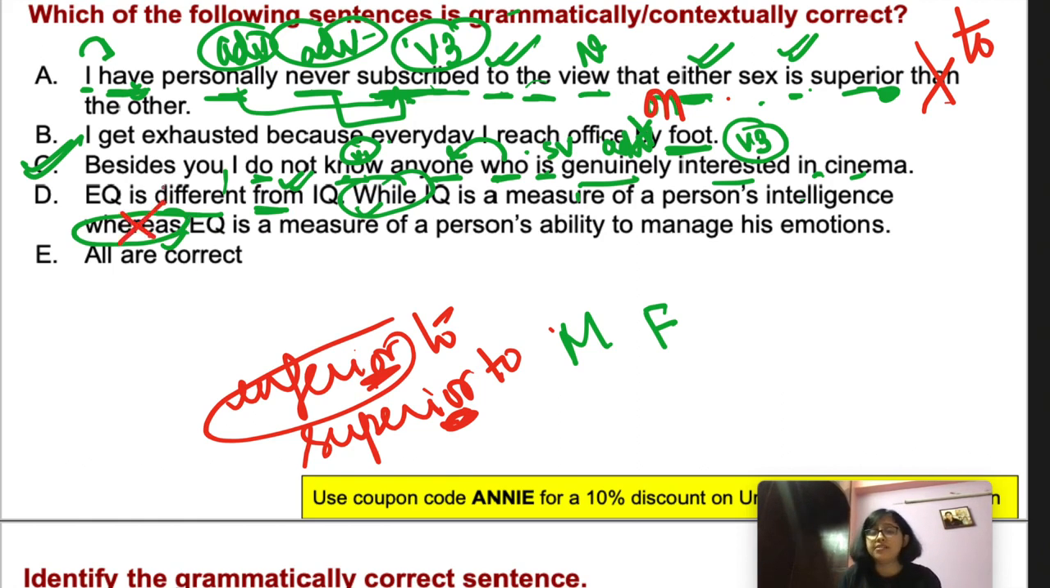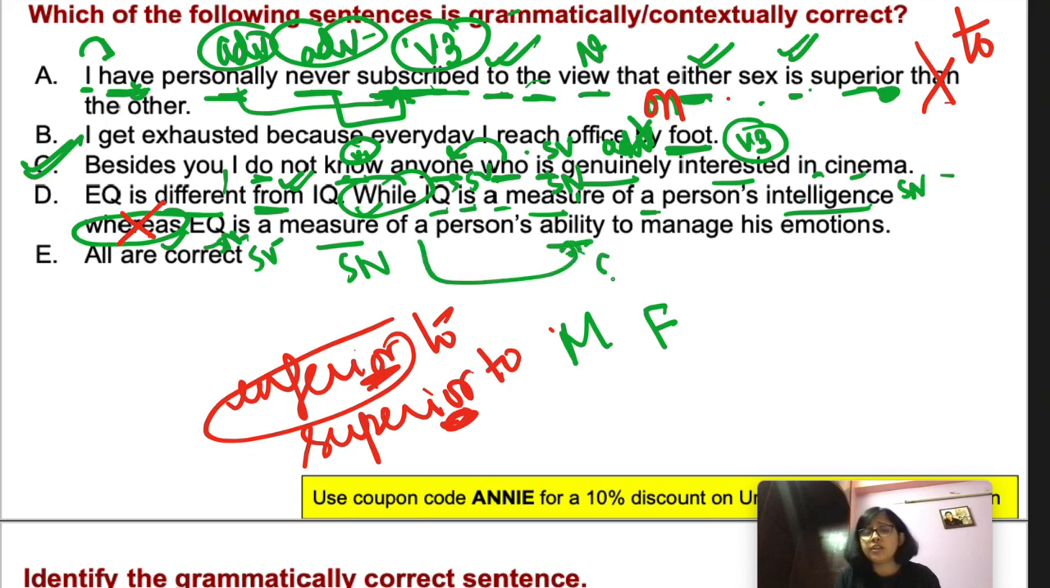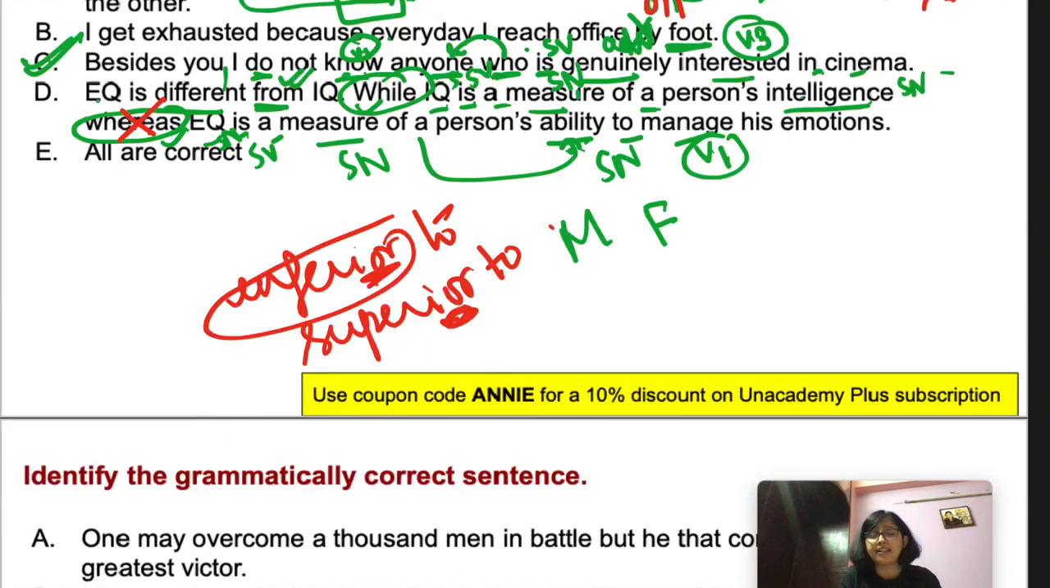Let's remove whereas. Okay, while IQ is a measure: IQ is a singular noun, is a singular verb. A plus singular noun, measure of a person's intelligence. EQ, singular noun, EQ is, singular verb. Again A plus singular noun, measure of a person's ability. Ability, again a singular noun, ability to manage: to plus V1, manage his emotions. Okay, so here option C is the answer.